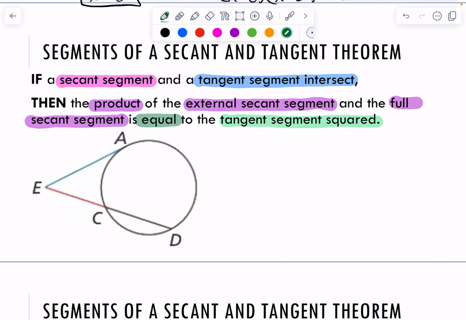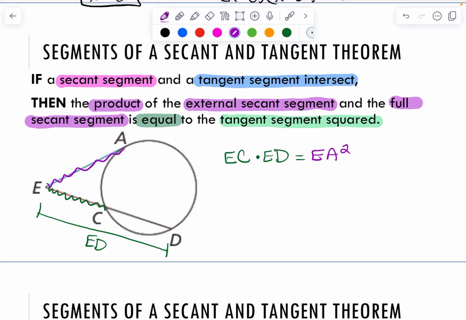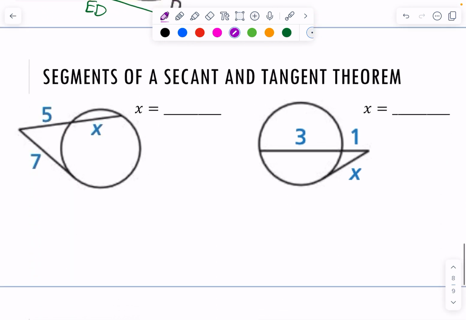Well, I have a secant and a tangent. So my exterior secant segment, EC, multiplied to the full length, ED, is equal to the tangent squared, EA squared. Okay, so EC times ED equals EA squared. All right, so here we go.